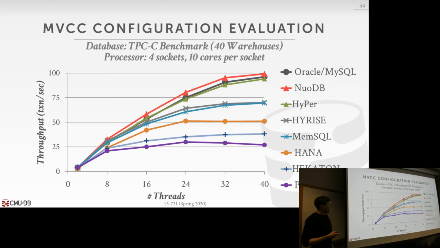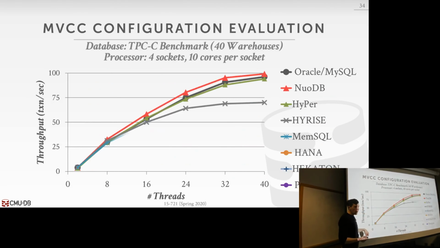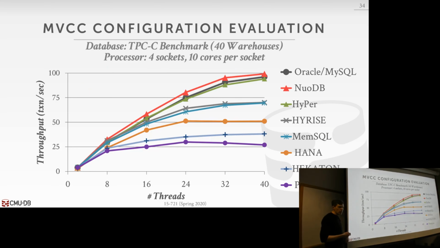Going back to this real quick, again, this is in the paper. This is just showing you that all these different systems are doing all these things differently. At the end of the day, I think the main takeaway was that version storage and indexes turned out to matter the most, and concurrency control, not so much.